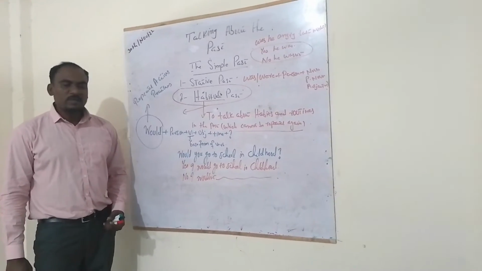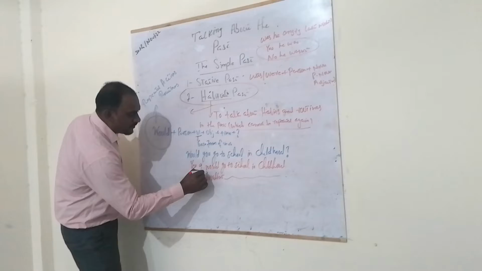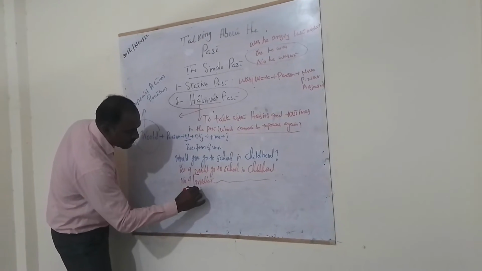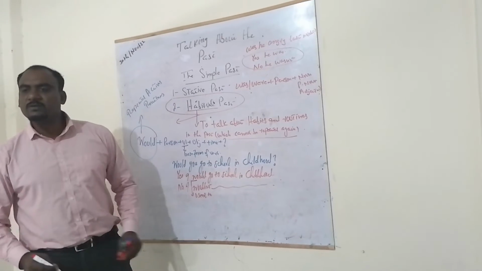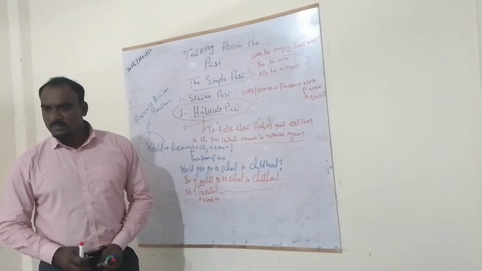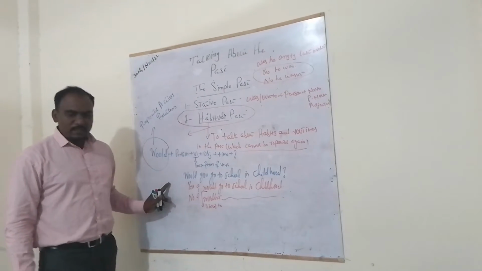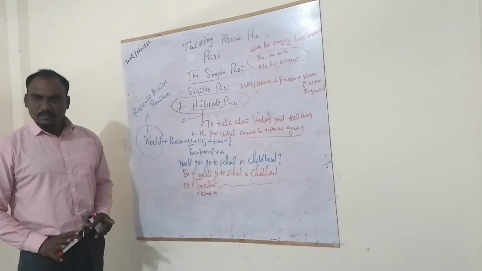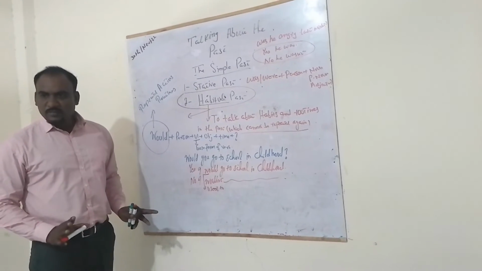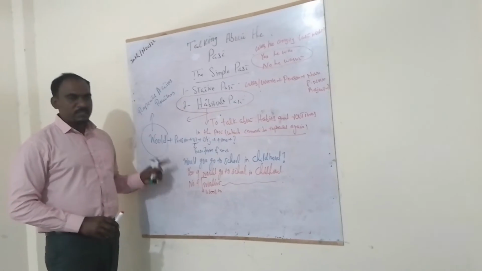In modern English, would can also be replaced with used to. Yes, I used to go to school in childhood. Right? Is that clear? Yes, sir. Can I erase it now? Yes. If you wish to take a pic, you can take a pic also, because I'm going to erase it.